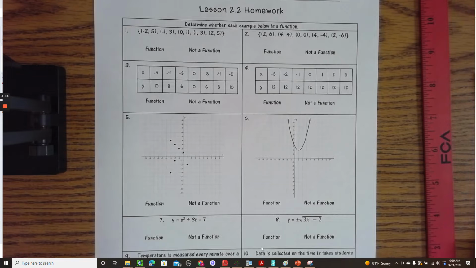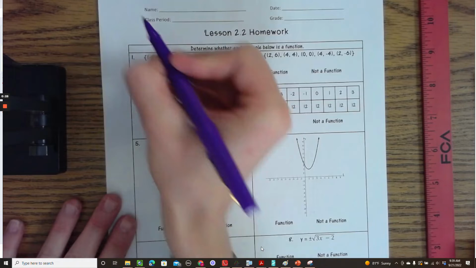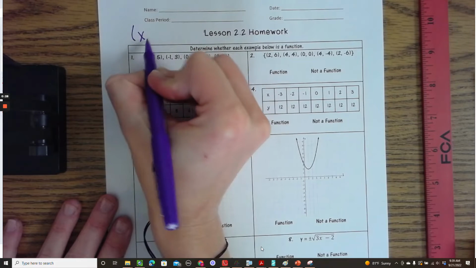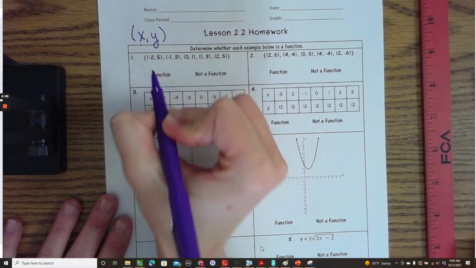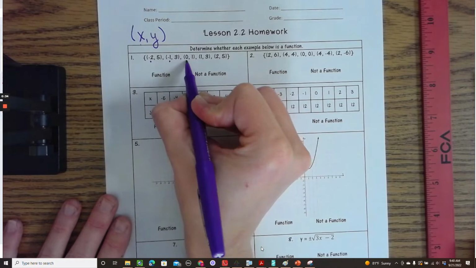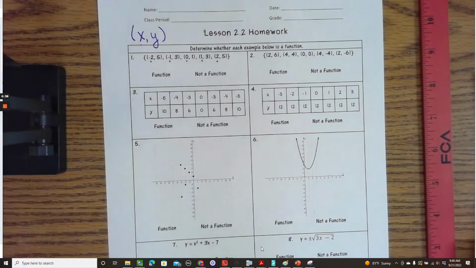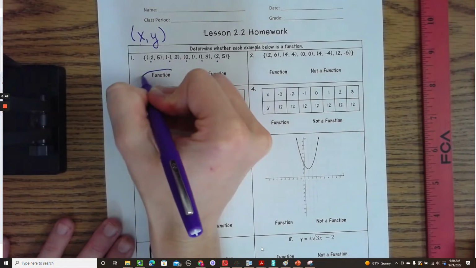So, we try to look and see if x repeats. On number 1, here are my x's. In an ordered pair, x is always the first number. So I have a -2, a -1, a 0, a 1, a 2. All of my x's are different. Automatically, that is a function.